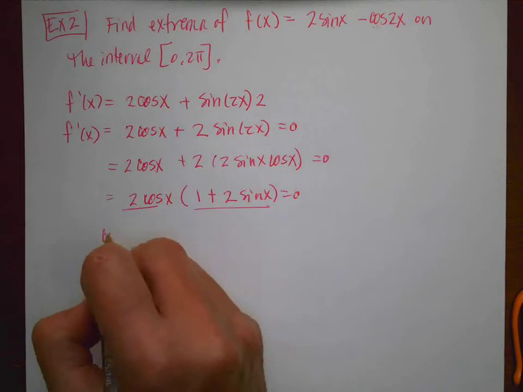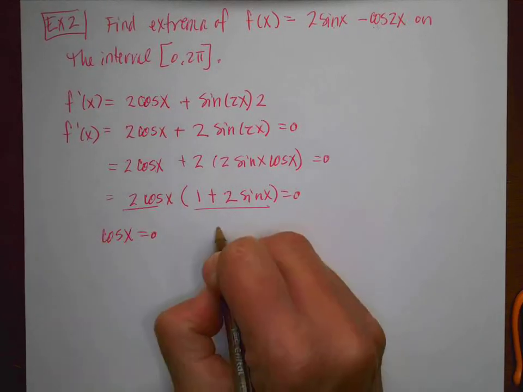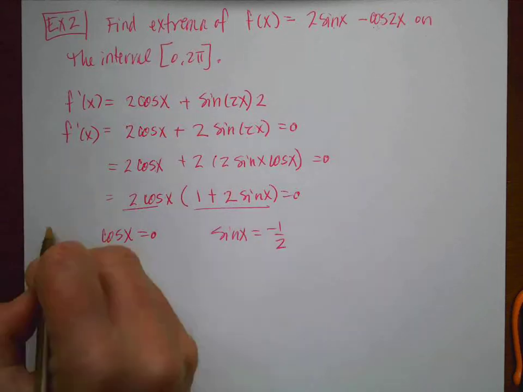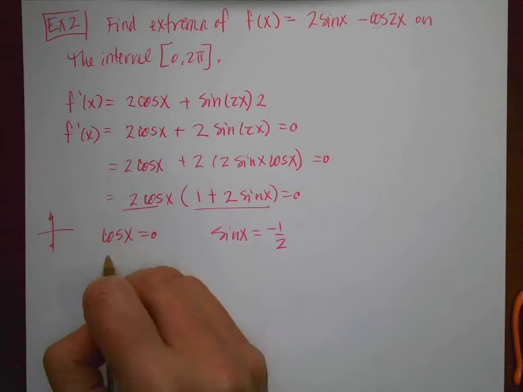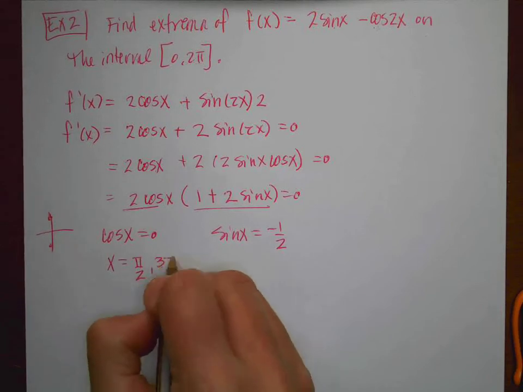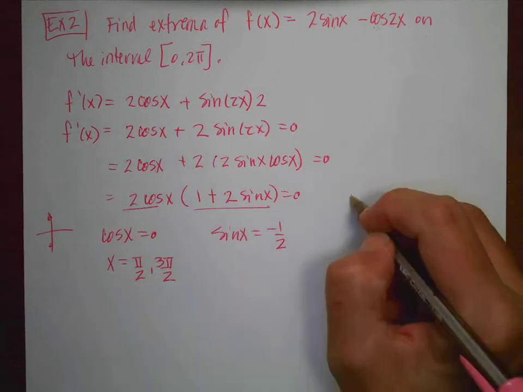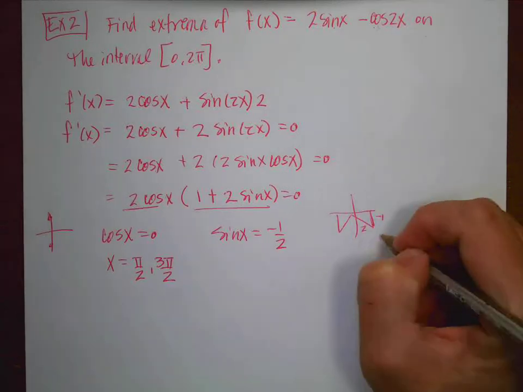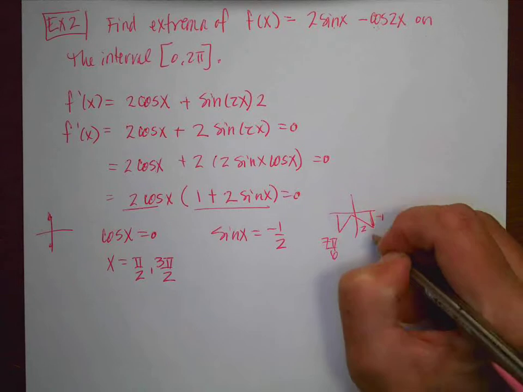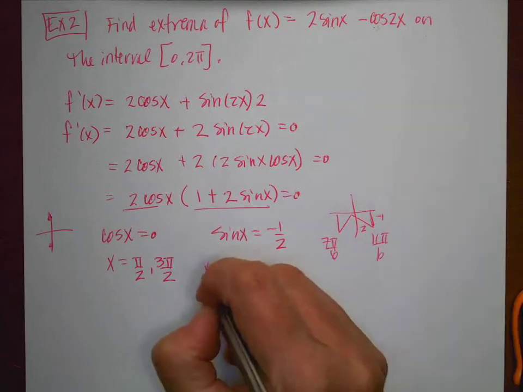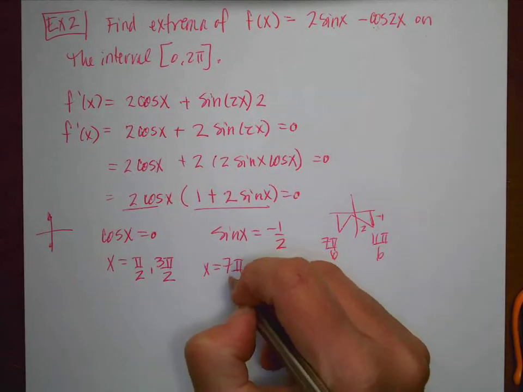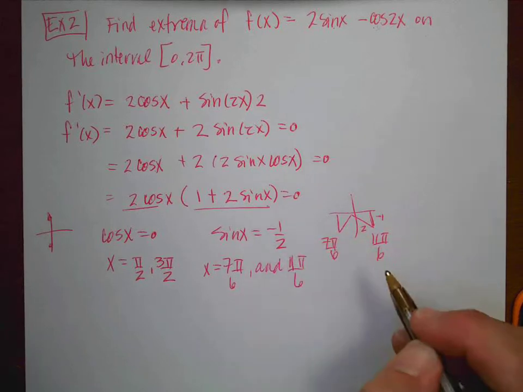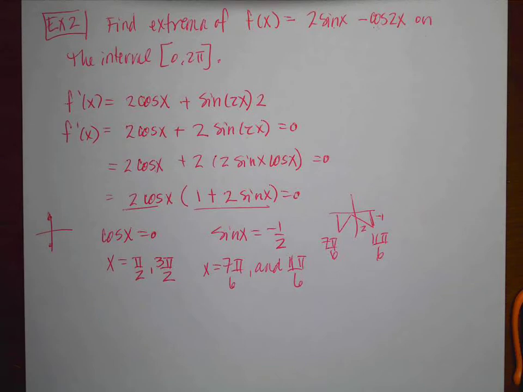Here are my two baby equations. I can set those equal to 0 and solve. So I get the cosine of x is equal to 0, and the sine of x is equal to negative 1/2. Remember that cosine is 0 here and here, so x is pi over 2 and 3 pi over 2. Sine is negative down here and here, and this is a negative 1 and 2, so this is 7 pi over 6 and 11 pi over 6. So x is equal to 7 pi over 6 and 11 pi over 6.